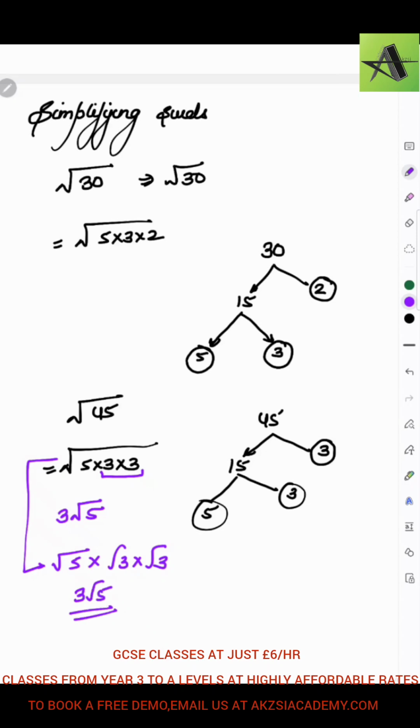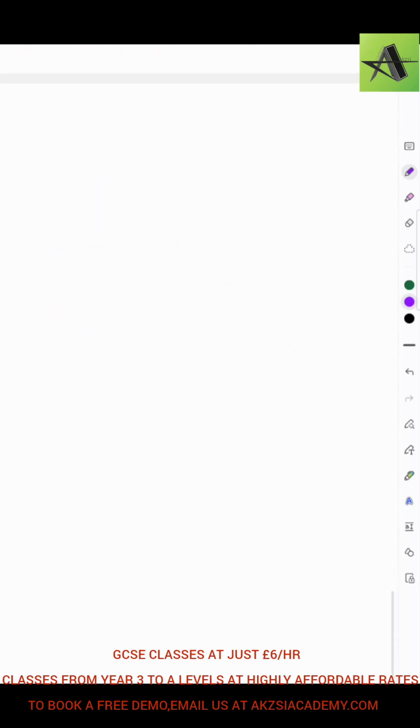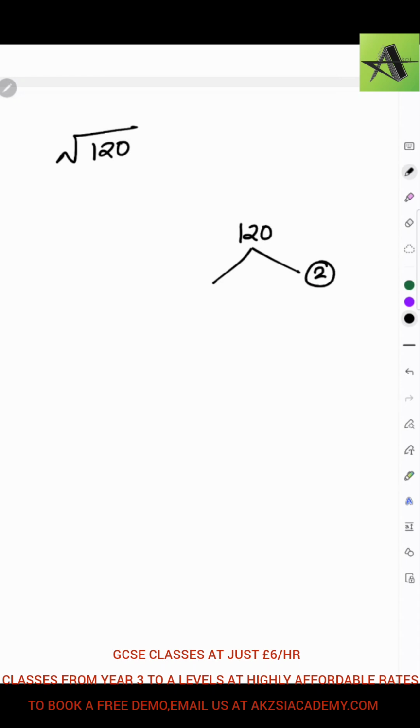So simple. Rather than making things more complicated, it's better we find the pair right there and write 3 out, and what is unpaired will remain inside the root, and this is how you simplify it. Let me do one more question. Let's say root 120. I'll find the prime factors again using the factor tree. The smallest prime number that can divide 120 is 2, and here I'll be writing 60. 60 is not a prime number, that's why I can again divide it into two parts. Smallest prime number 2, and here I'll be writing 60 over 2, which is 30.